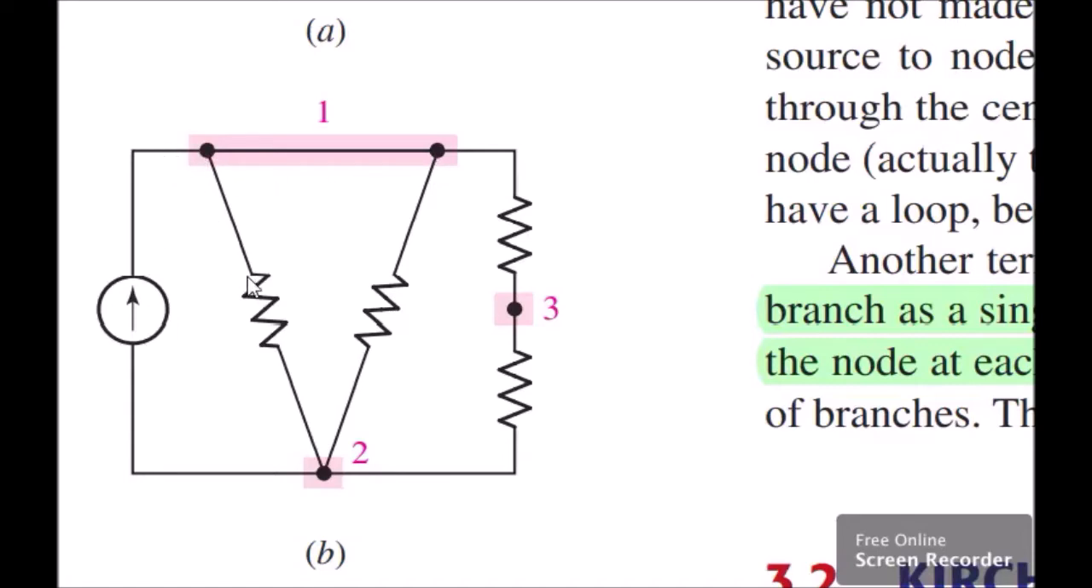We have 1, 2, 3, 4. What about on the other node? We also have 1, 2, 3, 4. Going back to this node, ano yung mga elements na nakakonect sa kanya? We have 1 current supply and 3 resistors. For this one, we also have 1 current supply and 3 resistors.